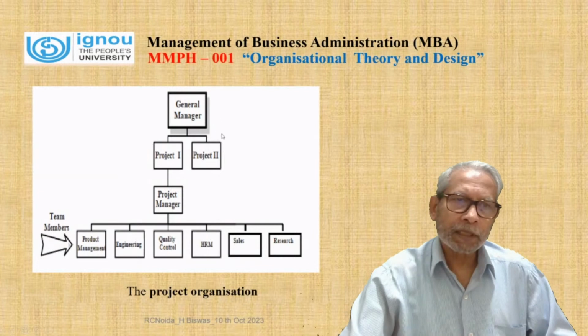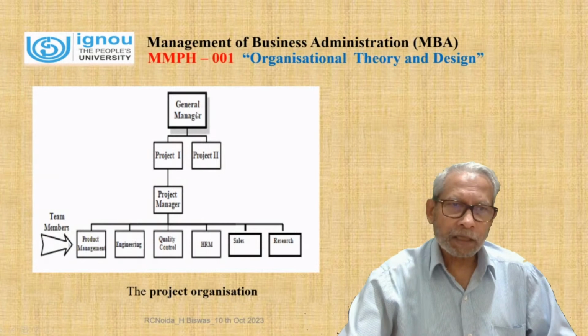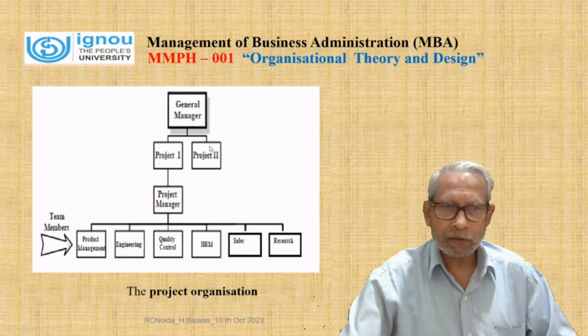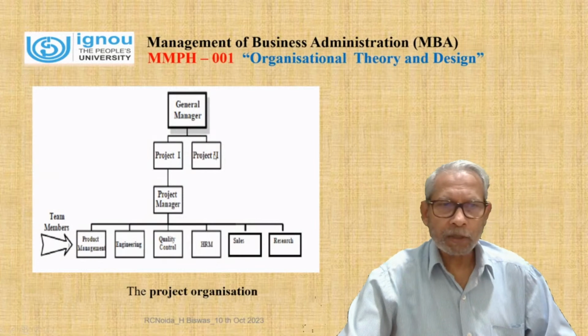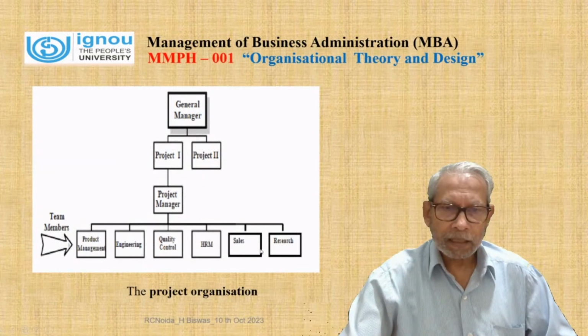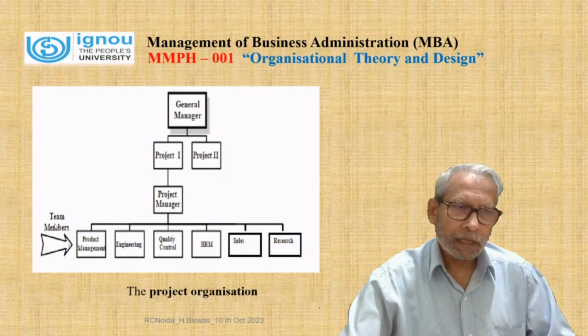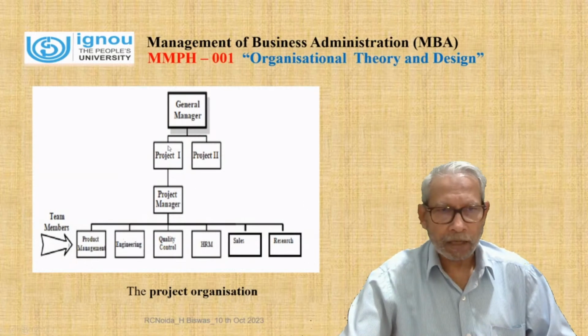So this is one of the typical project management organization structures. The general manager, then there are two project managers, project one and project two. Maybe two projects are going on in parallel. Project one has a project manager. In this case, all of product engineering, quality, HRM, sales, research, he has to coordinate with the team members. These all are team members as a team. So the project manager has to coordinate with everybody, give the tasks, monitor things, and execute the project accordingly.